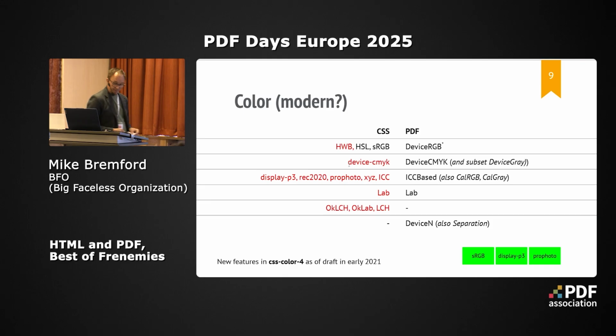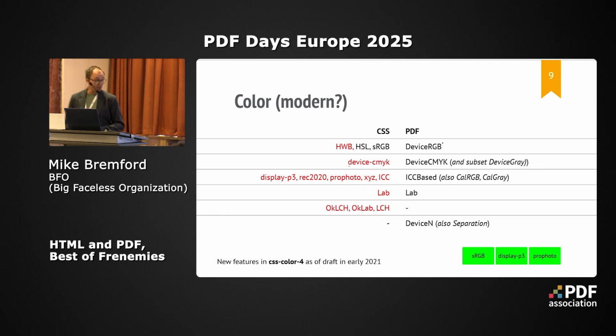Now, a few years ago, we got a new specification. CSS got some new tricks. Lab colour, ICC colour, even device-dependent CMYK, all came to CSS. Several ICC colour spaces in particular were picked out, mostly high gamut RGB spaces.